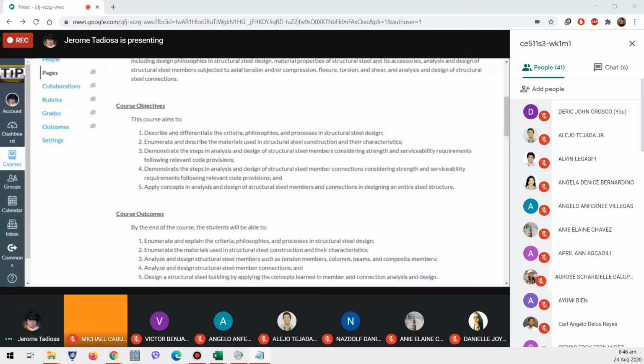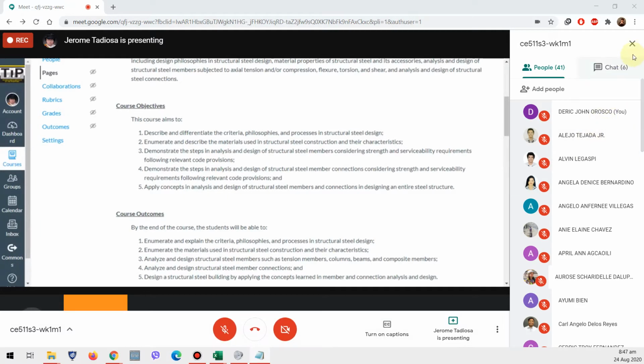And then we will fit it with the material of our choice right now, which is structural steel. Next, enumerate and describe the materials used in structural steel construction and their characteristics. So mainly the structural steel itself, and we will also talk about the accessories that come with them, such as bolts or welds and other materials. But mainly, we will be discussing the structural steel material.